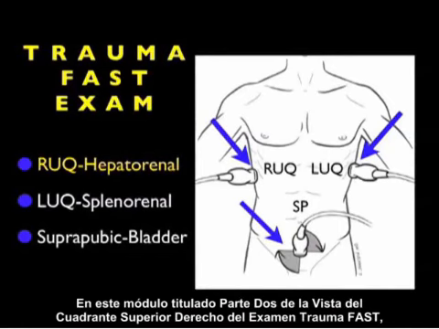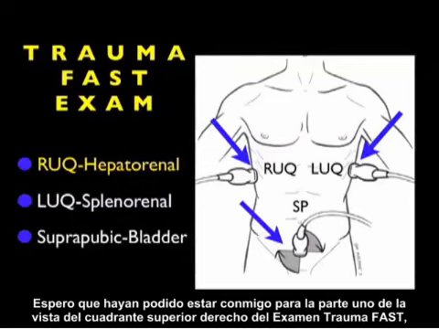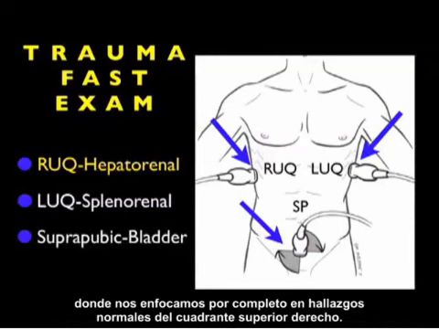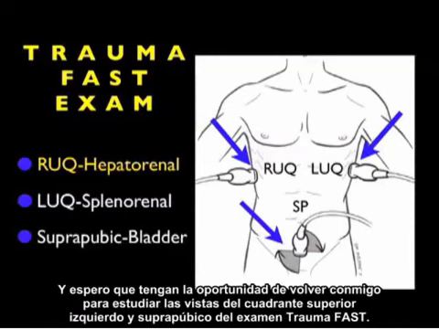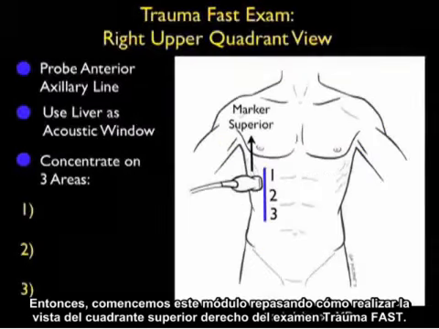In this module entitled Part 2 of the right upper quadrant view of the Trauma-Fast exam, we're going to focus entirely on positive findings from this view. Hopefully you've had a chance to join me prior for Part 1 of the right upper quadrant view of the Trauma-Fast exam, where we focused entirely on normal findings from the right upper quadrant. And hopefully you'll join me back as we go through the left upper quadrant and suprapubic views of the Trauma-Fast exam. So let's begin this module by going through a review of how to perform the right upper quadrant view of the Trauma-Fast exam.